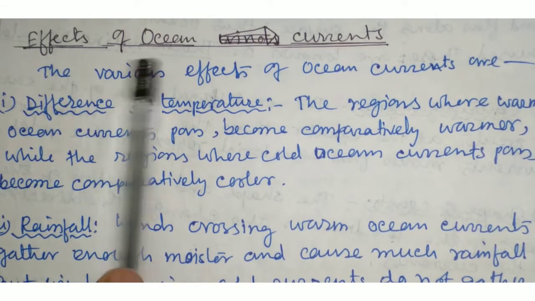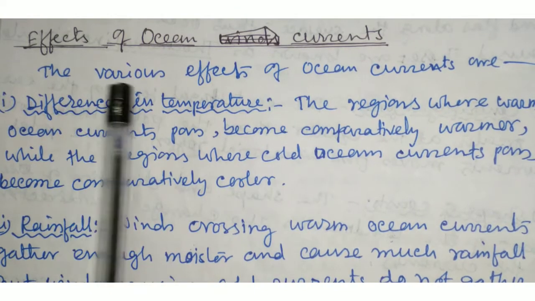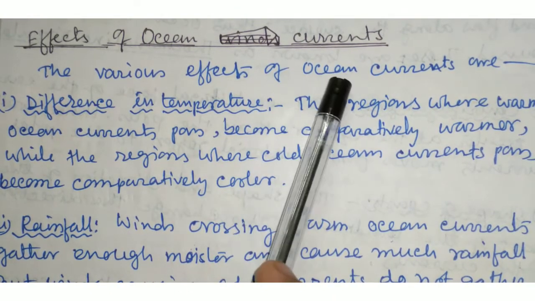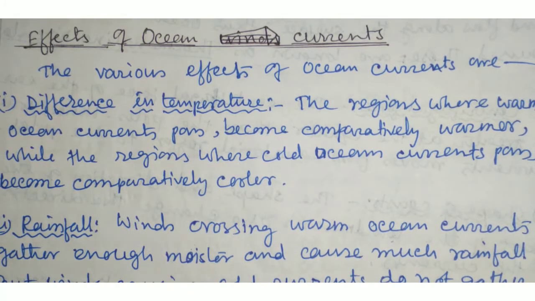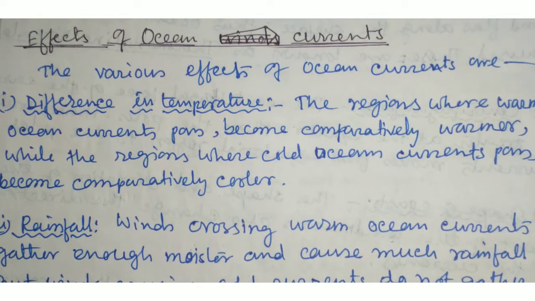Now, effects of ocean currents. The various effects of ocean currents are: number 1, difference in temperature, rainfall, formation of banks and its commercial importance, parity in temperature, fog and storm, frost-free harbor navigation and occurrence of desert.